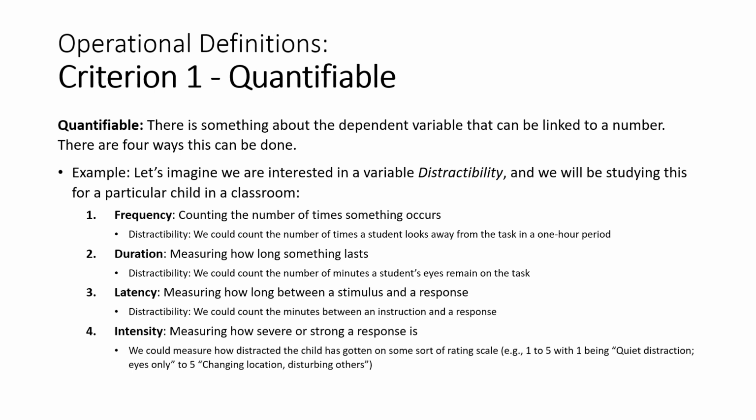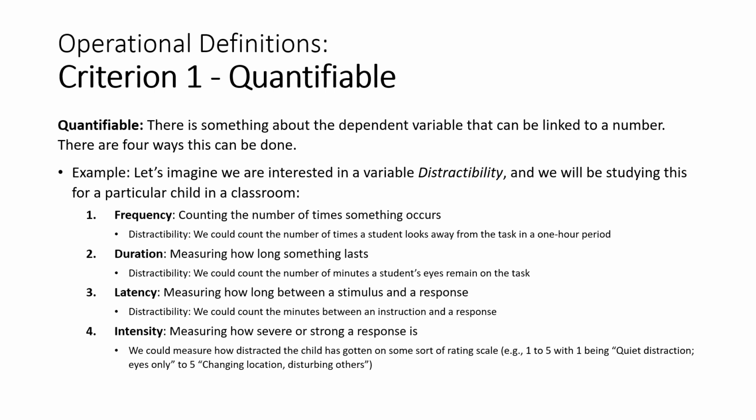We could count the number of times something occurs. That's all we mean with frequency. How many? So for distractibility, we could count the number of times a student looks away from the task in a 1-hour period. That would be an example of using a frequency count.